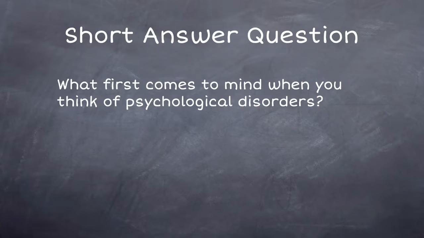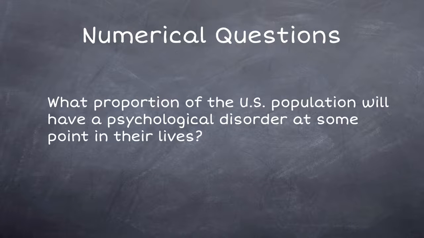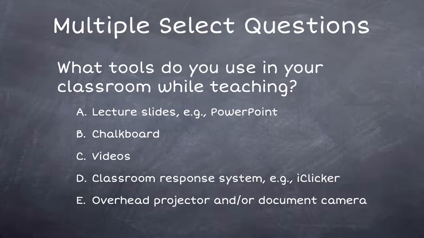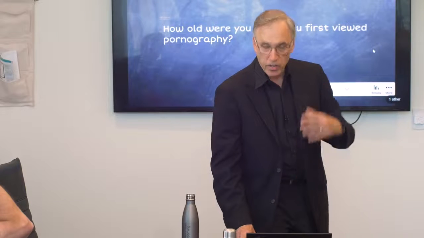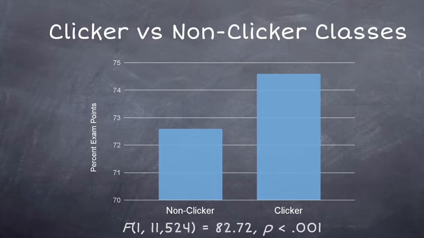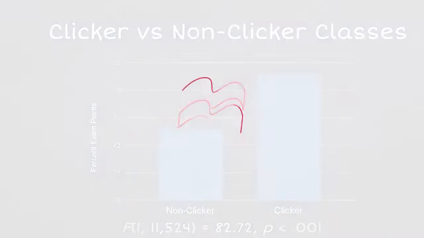Okay, but I will just tell you that we can also do short answer questions. You can display the results as a word cloud. You can do numerical answers or questions, multiple select. And this is an example of encouraging people to study. And then you can do anonymous questions, but I'll just pop this stuff up in terms of student impact on learning.